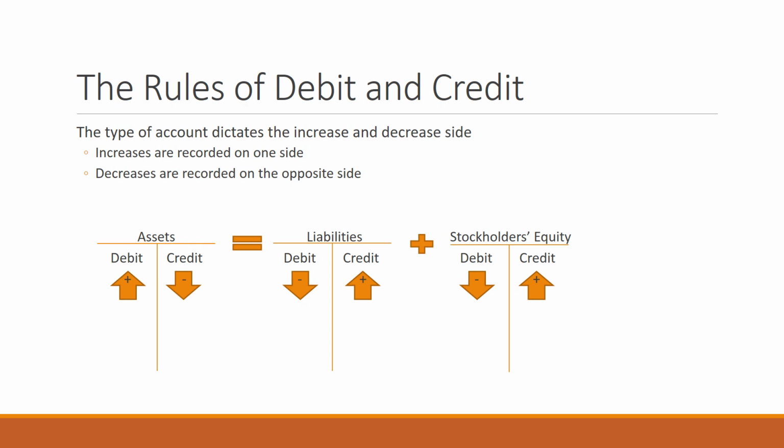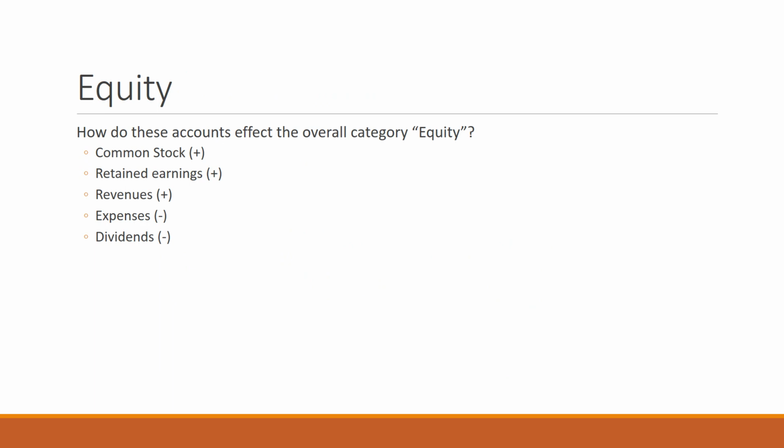Notice on the other side of the equal sign, this is reversed. Liabilities are decreased with a debit entry and increased with a credit entry. And stockholders' equity is also decreased with a debit entry and increased with a credit entry, but there are a few special cases in stockholders' equity. We need to keep in mind a couple of special cases within stockholders' equity.